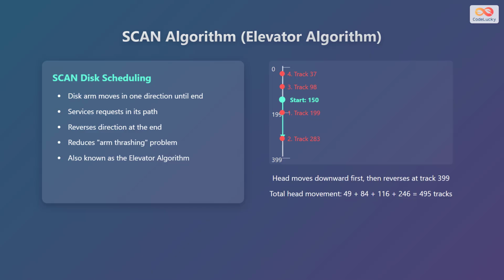Let's calculate the total head movement. Moving from the starting position, the head moves 49 tracks to service track 199, then 84 tracks to service track 283, then 116 tracks to service track 399. At the end, the head reverses direction and moves 246 tracks to service track 37. Adding these up, the total head movement is 495 tracks.